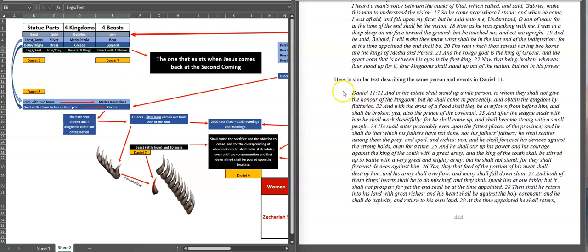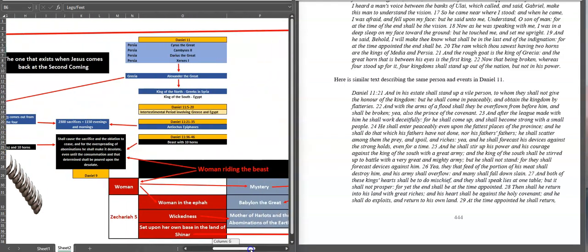Prophecy is pattern. So here is a similar text describing the same person and events in Daniel 11. So I'll move this over. And this is where I'm taking the verses from here, Daniel 11, starting in verse 21. And again, this is about Antiochus Epiphanes. In his estate shall stand up a vile person, to whom they shall not give the honor of the kingdom, but he shall come in peaceably and obtain the kingdom by flatteries.